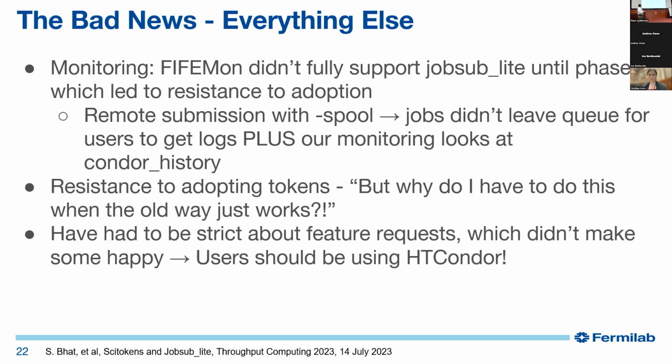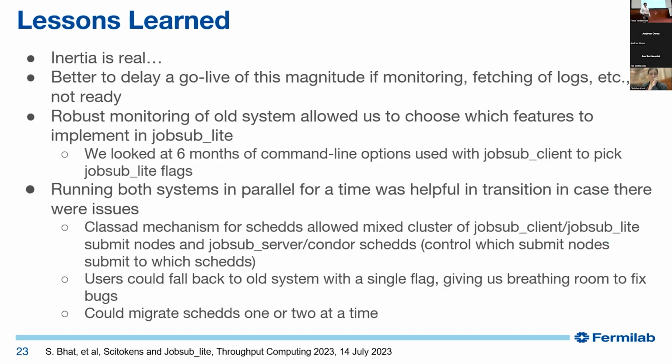There was a general resistance to adopting tokens because, as Bruno and Namrata have talked about, why change things when they work? And users definitely gave us that story as well. X509 proxies work. I can do whatever I want to. Why should I move to tokens? And the way we got around that was we had to work with users, work with the power users, especially in the experiments, to really get them across that line. And we've had to be strict about feature requests, which, of course, leads to uncomfortable conversations when you're trying to tell someone no.